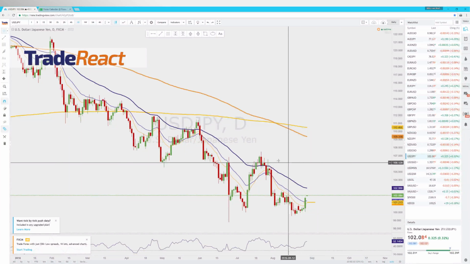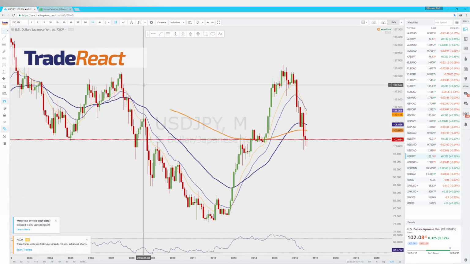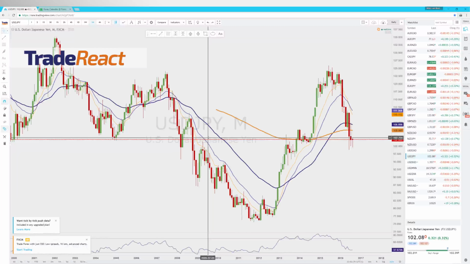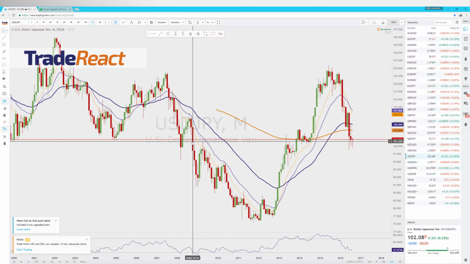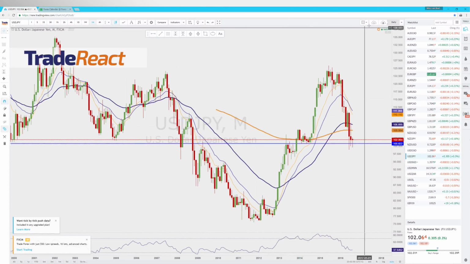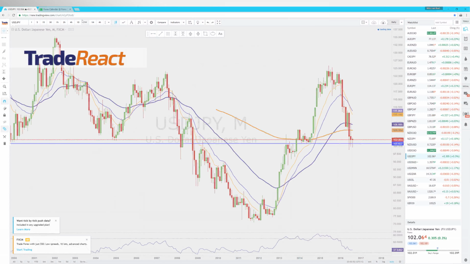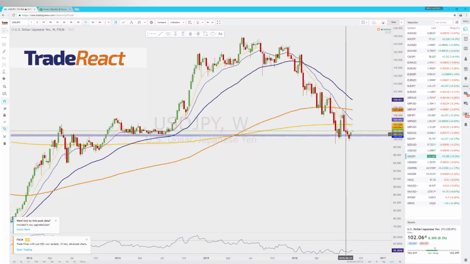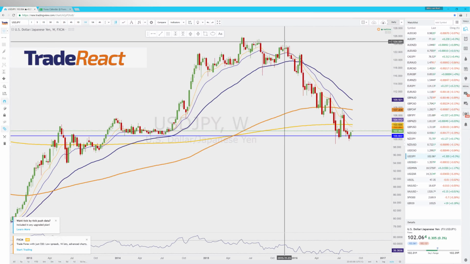18 minutes in, dollar yen. Monthly, coming into some test levels here, and that important level. Weekly, also testing, hovering still around it. Closed below it and rejected above it, still moving lower.